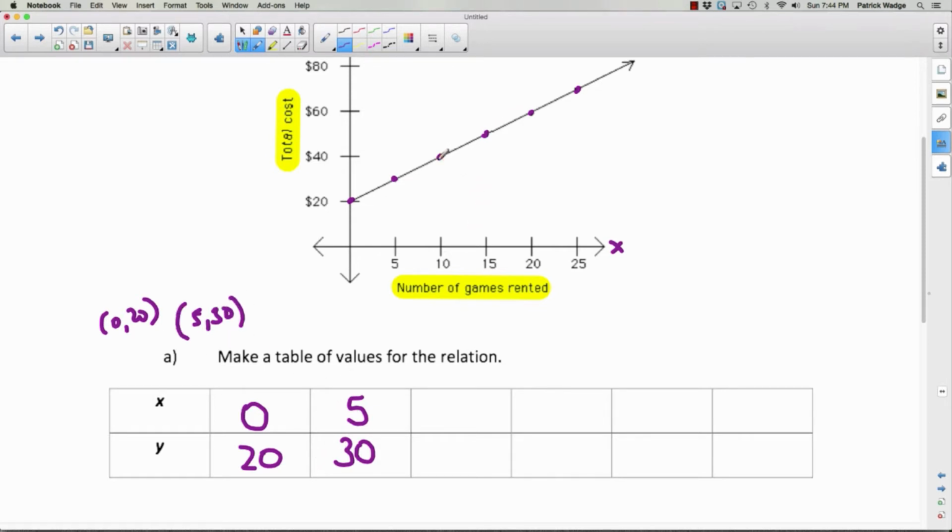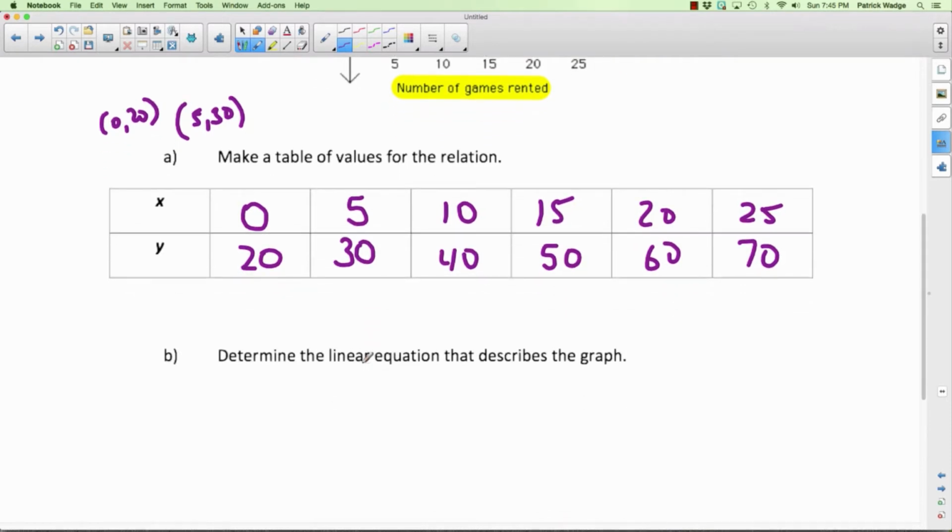Okay, faster now. This one here, we're over 10 in the x direction and up 40 in the y direction. 10, 40. Next one's this one. Over 15 in the x direction and up here, I think it's supposed to be right in the middle again. It's supposed to be 50. Next one. 20, we came 20 over in the x and it goes up to 60, so it's 20, 60. I mean, you can see there's a pattern here, right? 0, 5, 10, 15, 20 must be 25. Let's see. Yep, it's at 25. And 20, 30, 40, 50, 60 must be 70. Is it? Yep, it's right between 60 and 80. It's at 70. So that's our table of values. Next thing we want to do is get an equation for this.